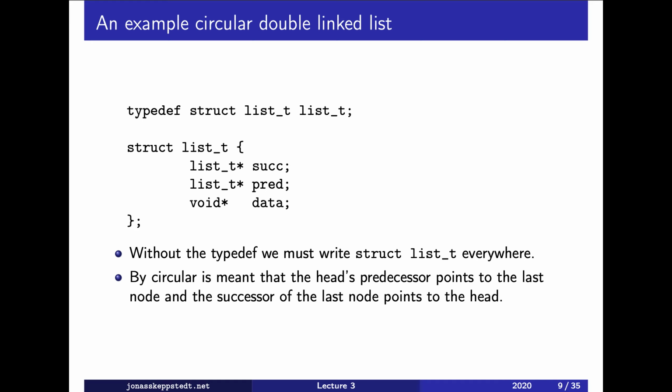And we have one pointer to the next node, suc, for successor, and one pointer to the previous node, the predecessor. We start by declaring the following type name, list_t. There is a convention in C, as you have noticed, to give a type a name ending with an underscore t. Okay, so we start by saying that this list_t is a synonym for this type.